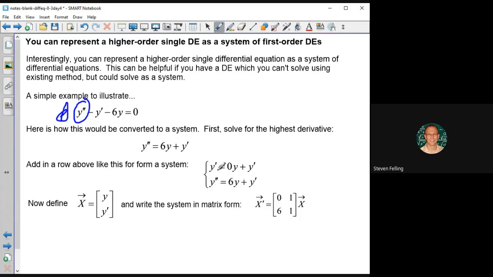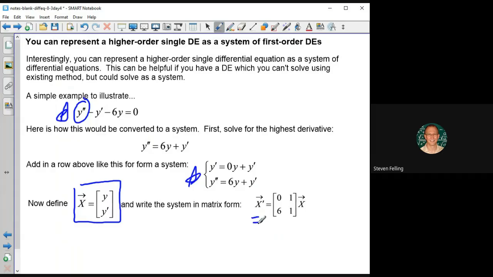And then above it, if I have what y prime is equal to, the next derivative down is y prime. And so I'm just going to write that as y prime is just equal to y prime with 0 y's in there, right? So y prime can also be written as 0y plus 1 y prime. And then what we're going to do is define our variable vector x to be y, y prime.